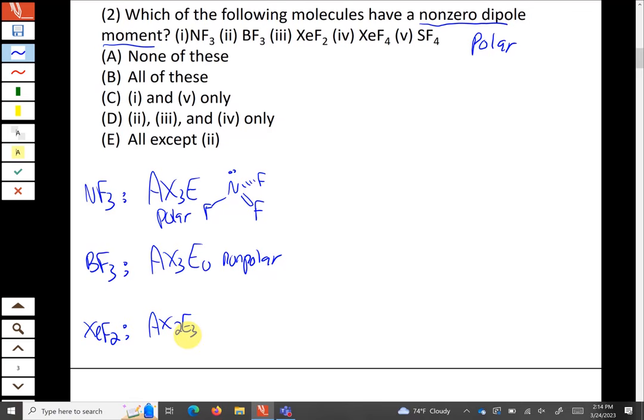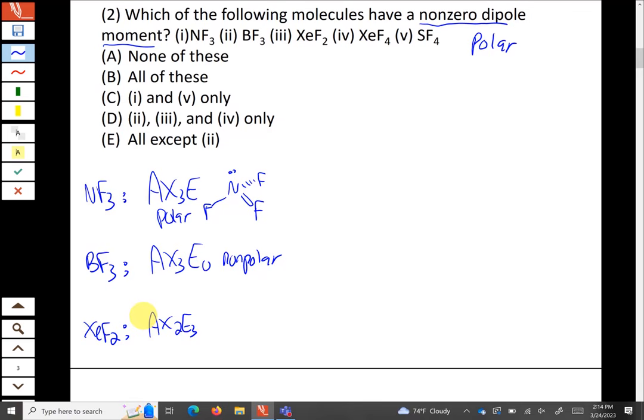Now, one thing that's nice about geometries that only have 3 atoms in the formula, xenon difluoride being one of them, is that it's either going to be linear or bent. If it's linear, it's nonpolar. If it's bent, it's polar. So we just have to decide between those two for this one.